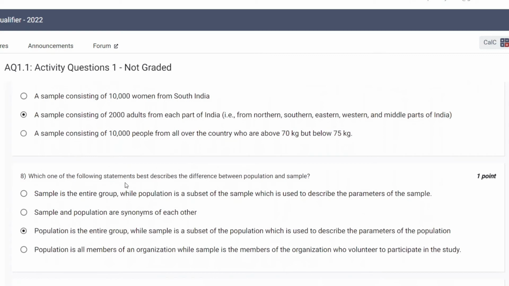Which one of the following statements best describes the difference between population and sample? Sample is the entire group? No. Sample and population are synonyms? No. Population is the entire group, while sample is a subset of the population which is used to describe the parameters of the population. Yes, it is correct.